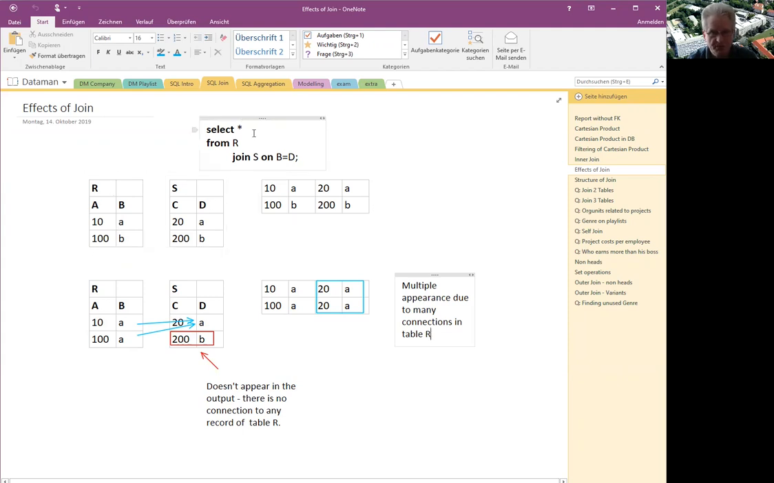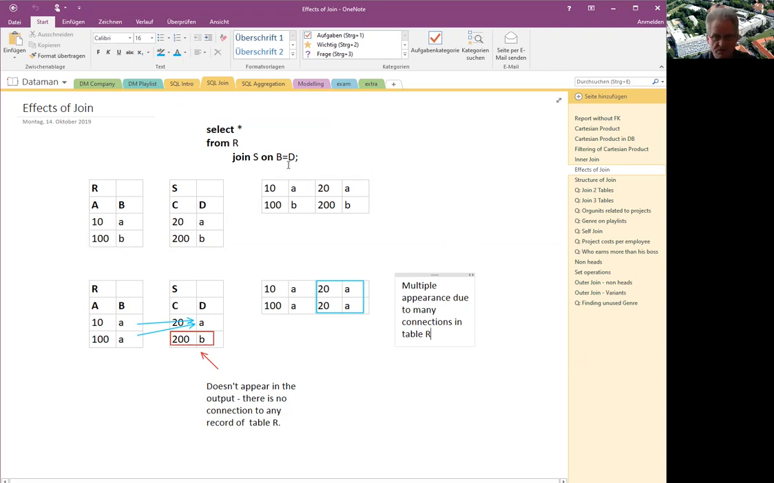The join I'm going to carry out is: select star from table R join table S on column B should be equal to column D. That's the join condition, no? And now if we execute that query, we can proceed in a Cartesian product manner. Let's do that.